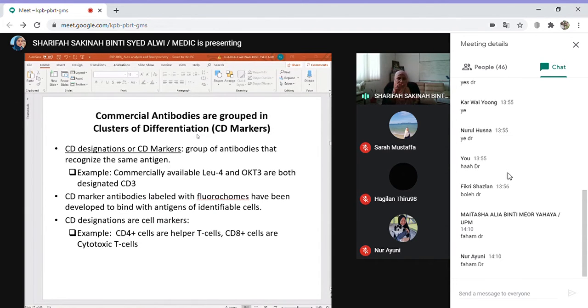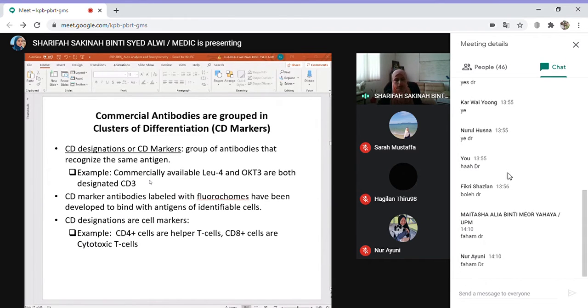Or for this antibody, you can have the control, where what you call CD markers. Meaning that, like it or not, that particular case can be seen through your data, because it is a marker. So CD designations or CD markers are where a group of antibodies are recognized by the same antigen. Nowadays, it is commercially available.